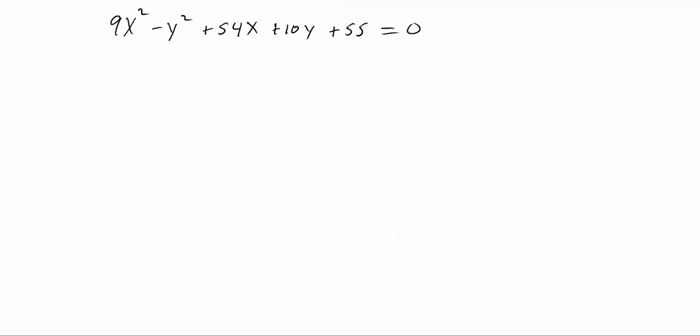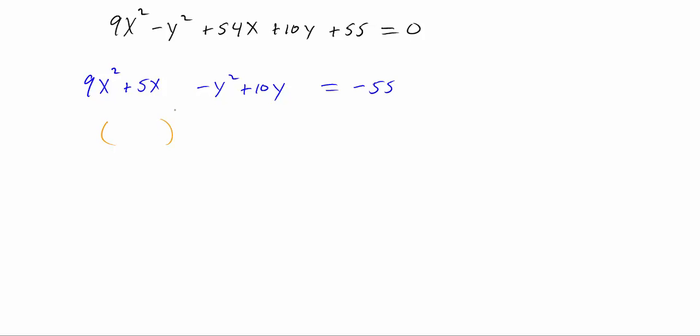Now to do that, we want to get our x terms together. So I'm going to collect this together so we have 9x squared, and then we have a plus 54x. And I'm going to group our y terms, so then we have a minus y squared, a positive 10y, and then we have our constant term of 55, which I'm just going to subtract to move it to the other side. So if we subtract it, it'll become a negative 55.